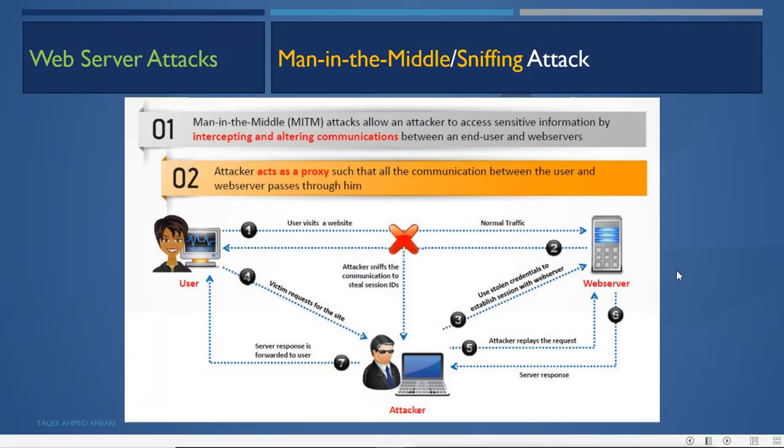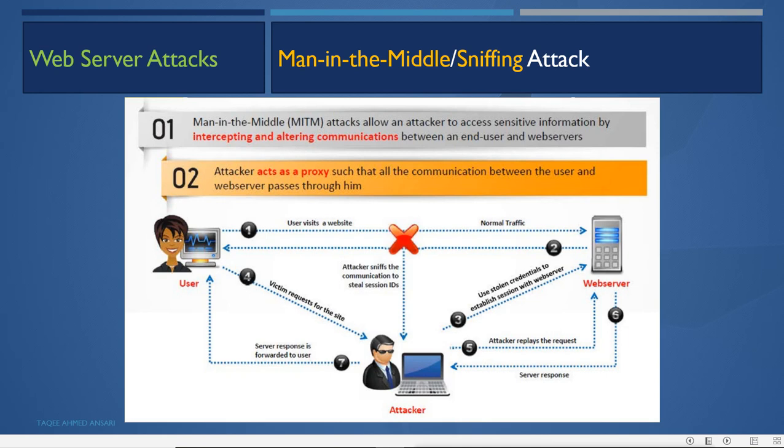Then the attacker can use a man in the middle attack, and for using the man in the middle attack, the attacker uses the sniffing attack. So a man-in-the-middle attack allows an attacker to access sensitive information by intercepting and altering the communication between an end user and a web server. So first, what does the attacker do? It comes in the middle of this user and web server, and then it will sniff all the requests and responses. And also it will try to alter those requests and responses. It will intercept and alter the communication.